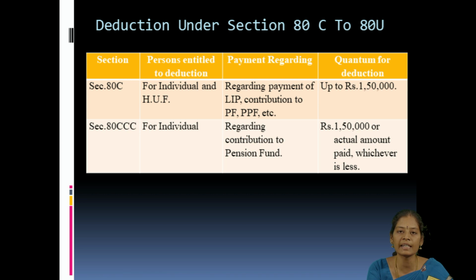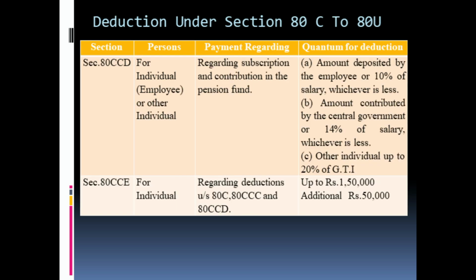First, deduction under section 80C. This is applicable to individuals and HUF regarding payment of life insurance policy, contribution to public provident fund, etc. The qualifying amount of deduction under section 80C is up to rupees 1,50,000. Next, deduction under section 80CCC. This is applicable for individuals regarding contribution to pension fund. Here also the maximum amount of deduction is rupees 1,50,000 or the actual amount paid, whichever is less, is the qualifying amount of deduction.